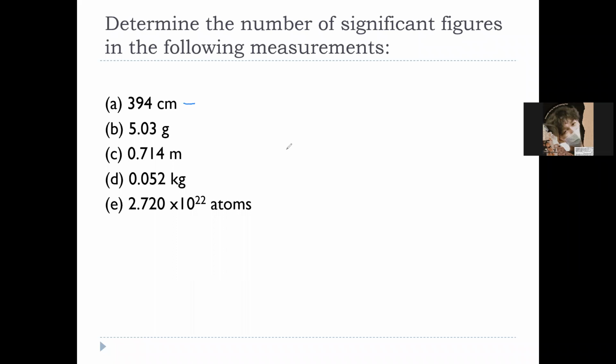Yes, ma'am. Okay, so what's the answer for letter A? 3 po. Okay, 3 significant figures. Sige, 3 significant figures kasi we have 1, 2, and 3. They are all non-zero digits. So they are all considered as significant.